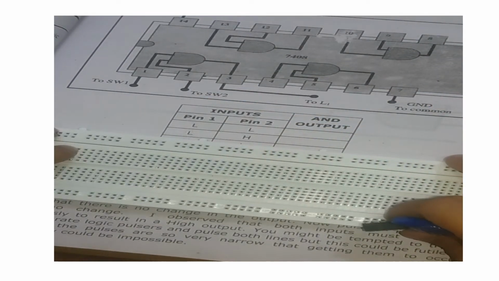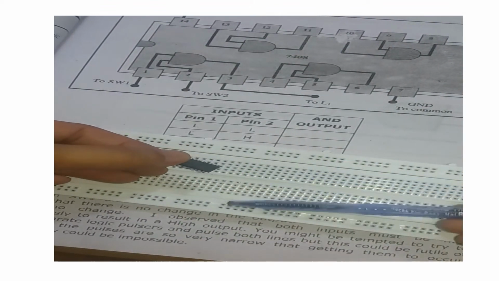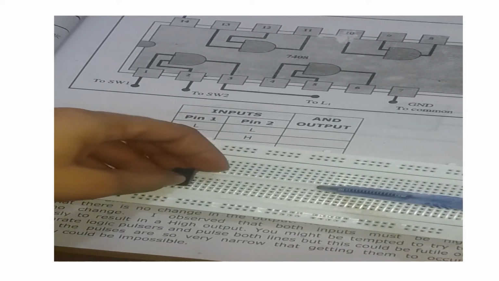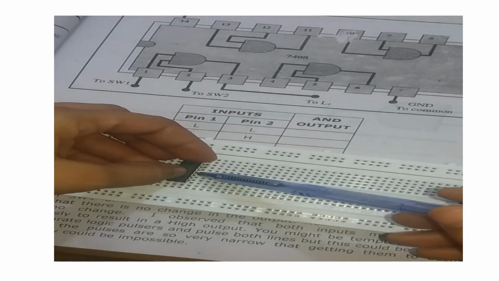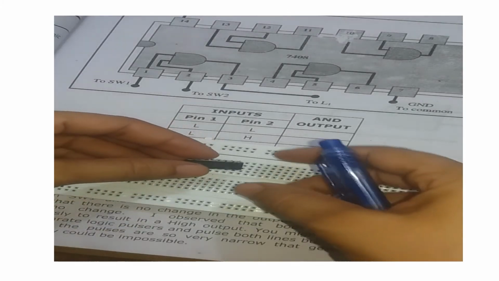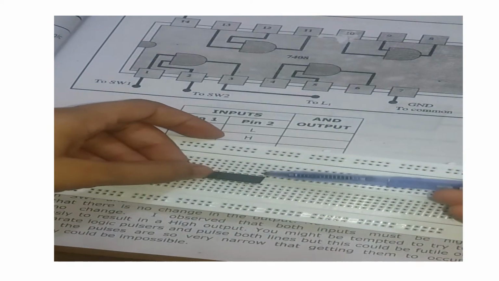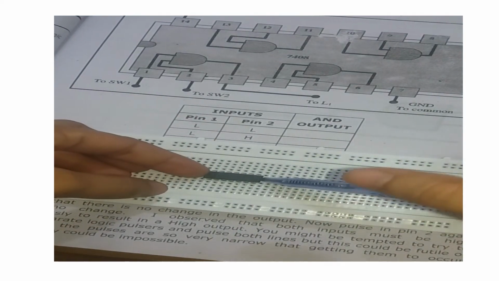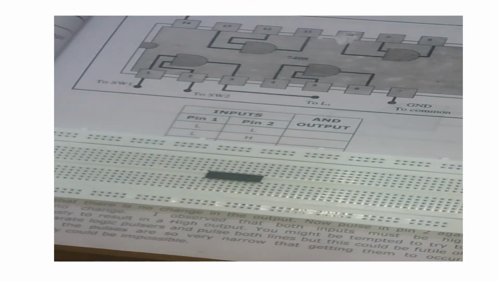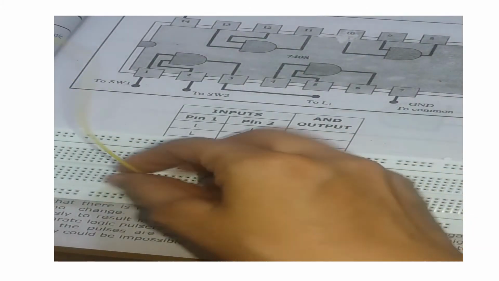Now we start our practical. Firstly we connect the IC in this direction, not in this direction, because these lines are vertical and here is the gap. When you insert the IC in the other direction, one pin is in the gap. So the IC is always connected in this direction, and then press. When you insert this IC, then connect the wires to the IC, and pin number 7 should be ground.